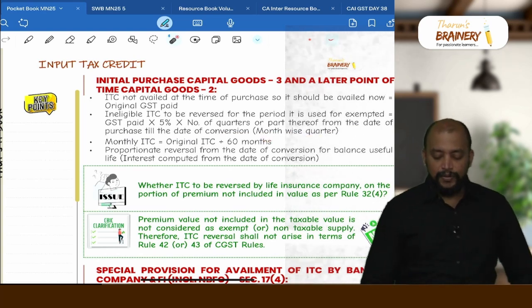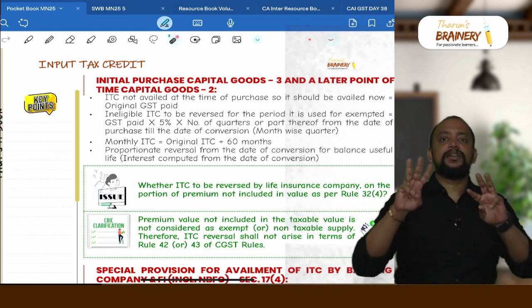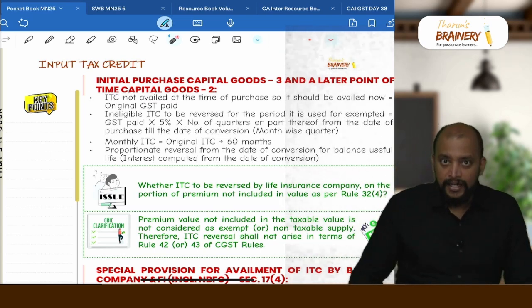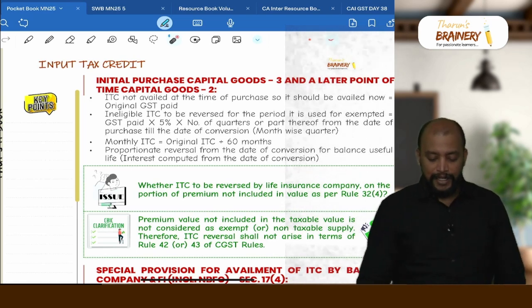So what is month-wise quarter? Month-wise quarter here refers to 3 months being taken as one quarter. 3 months will be taken as one quarter, quarter or part thereof. So we need to do that.